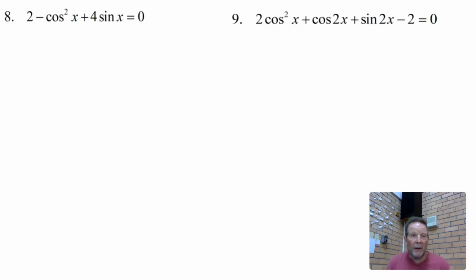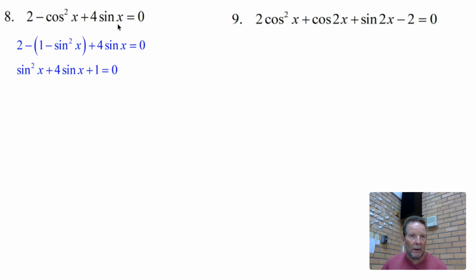Okay, let's try the next question here. We've got 2 minus cos squared plus 4 sine x. Okay, that could be tricky. But I'm looking at this sine x thing here, and I'm thinking if I could put this in terms of sine, that's why I chose 1 minus sine squared. Then everything will be sine. That's usually a good idea.